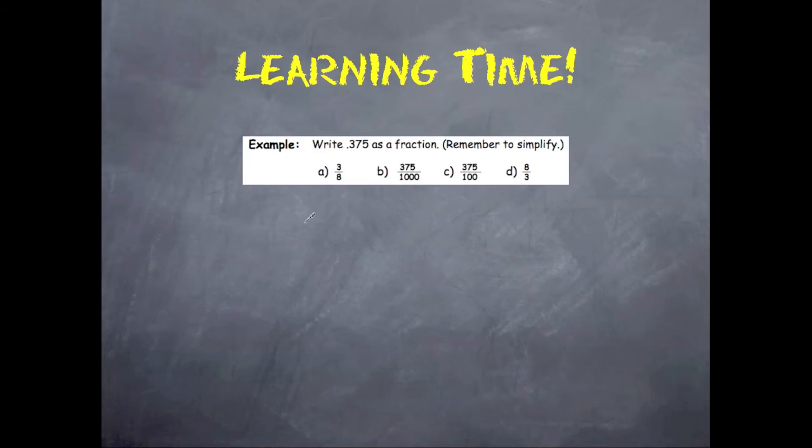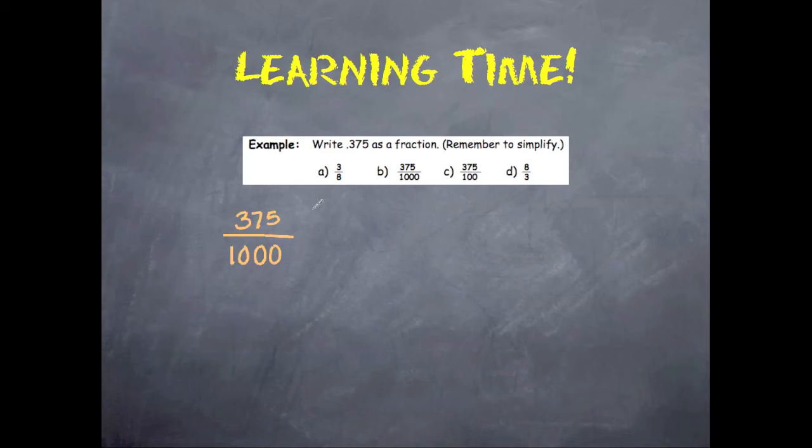So time to do an example. We need to write 0.375 as a fraction and need to remember to simplify if possible. So first we start out with writing the number after the decimal point in our numerator. So we have 3, 7, and 5 in our numerator. Then we look to see what place the 5 is in. The 5 is in the thousandths place, so that means that we put 1,000 in the denominator.